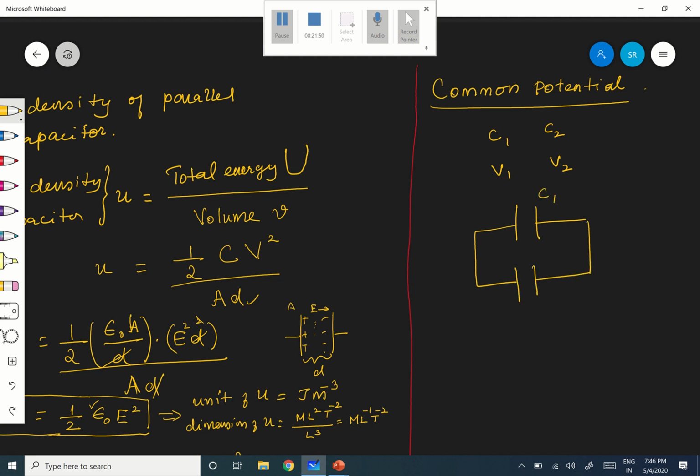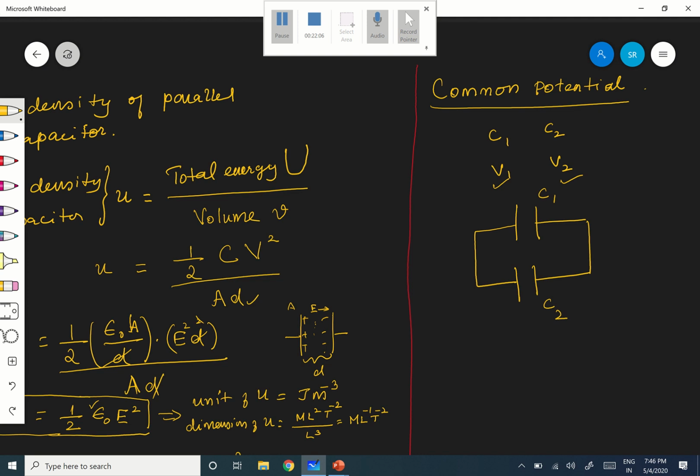This one has capacitance C1 and this one has capacitance C2. Therefore, what will happen now is, because they are charged to different potentials, right?